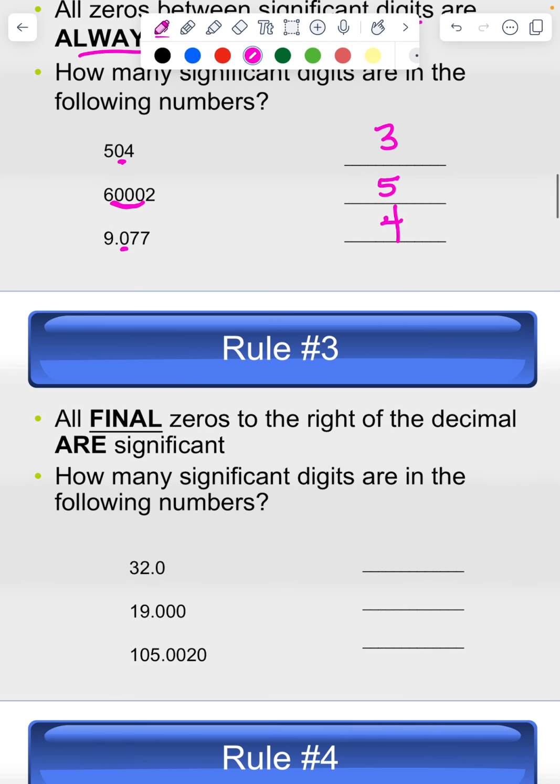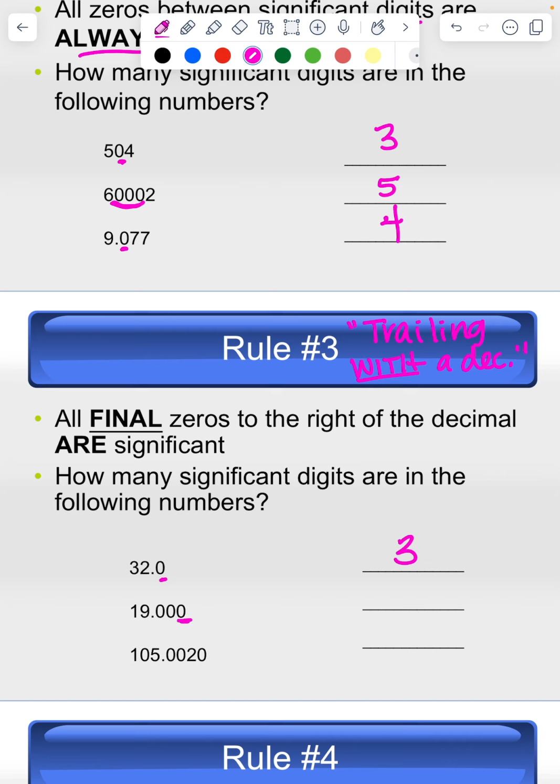Now this one we called trailing with a decimal. Trailing with a decimal is always significant. These are zeros that come at the end of a decimal. So 32.0: it's behind that decimal, it comes to the right. That is perfect. That is trailing with a decimal. So that would be 3 sig figs.